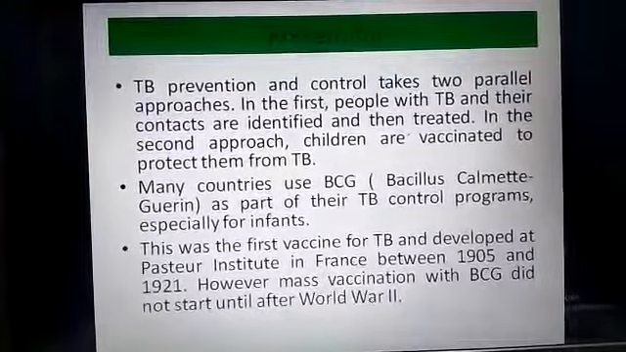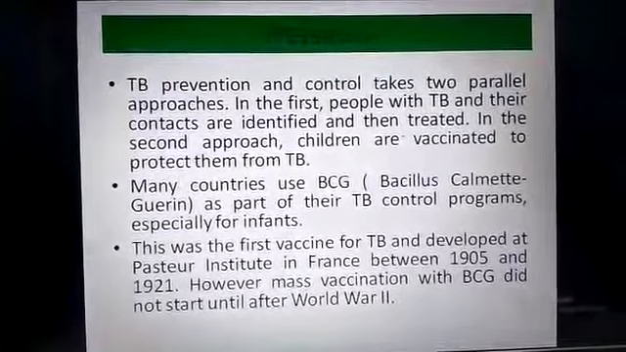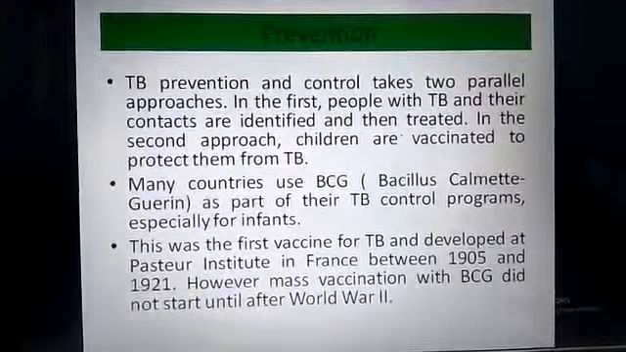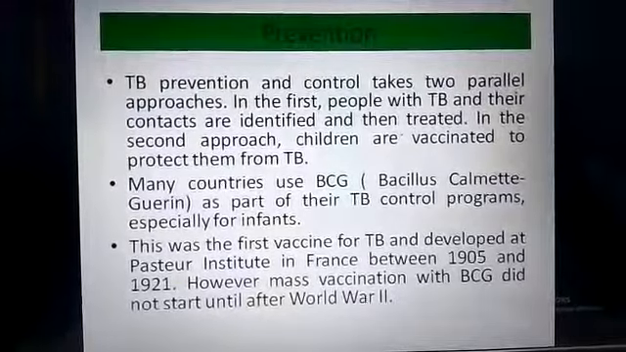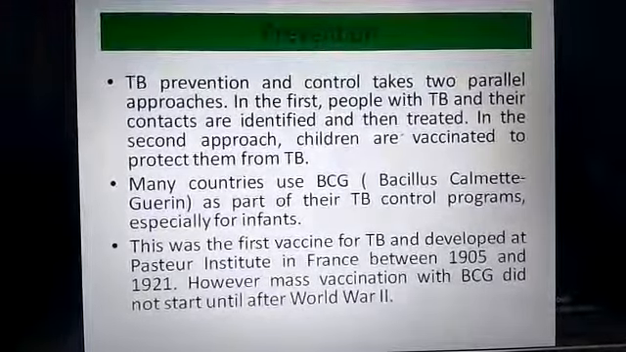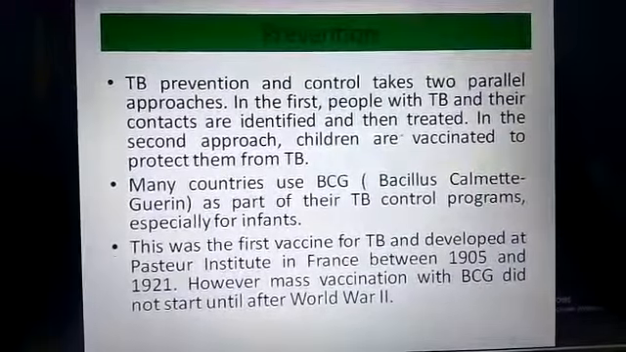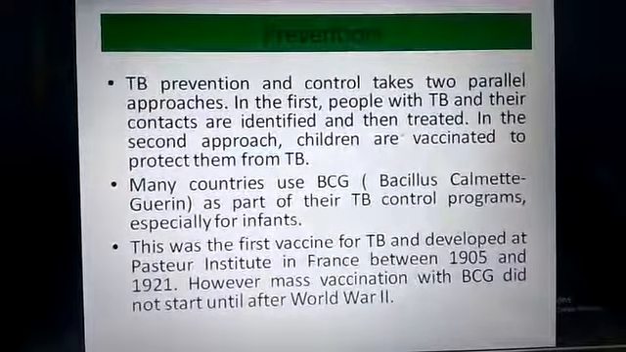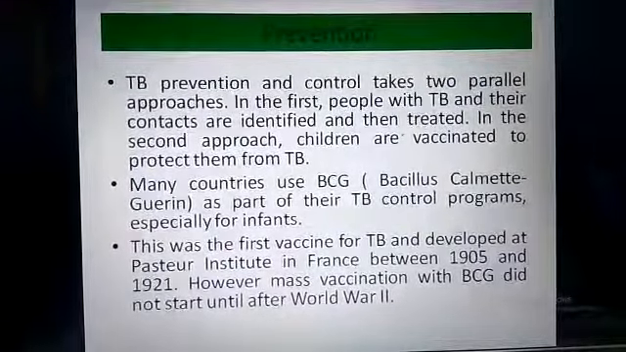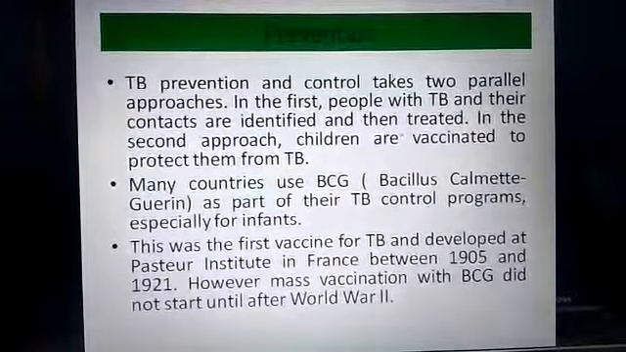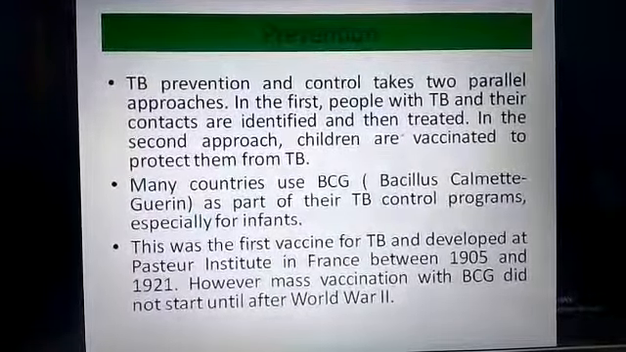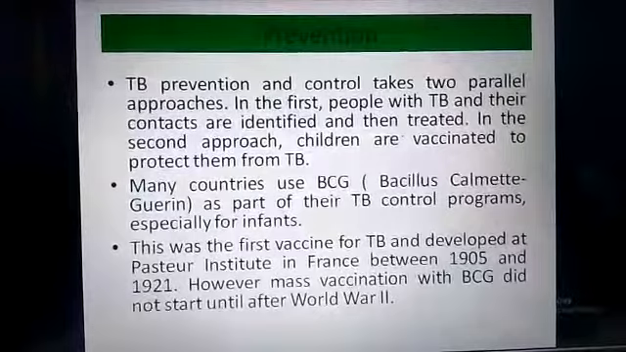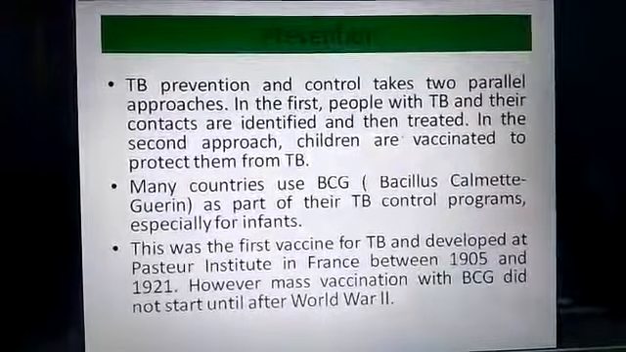Now, prevention of tuberculosis. How can we prevent the spread of tuberculosis? TB prevention and control takes two parallel approaches. In the first approach, people with TB and their contacts are identified and then treated. The patient of TB must first be identified and then treated. In the second approach, children are vaccinated to protect themselves from tuberculosis. But sadly, no reliable vaccine has yet been developed.